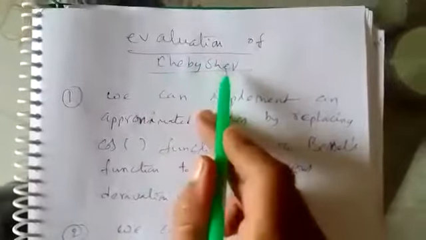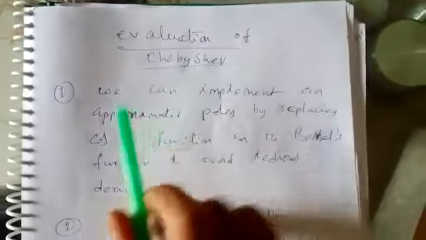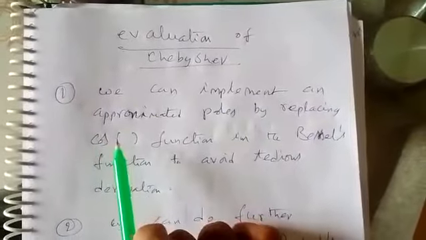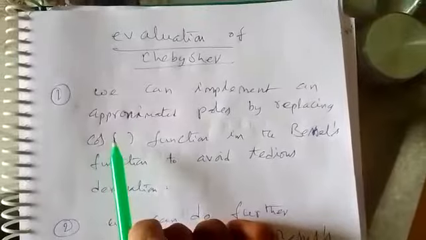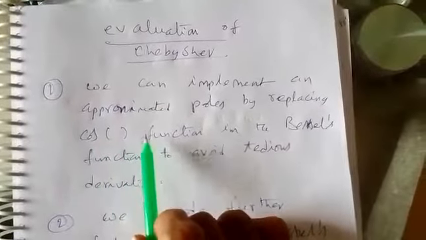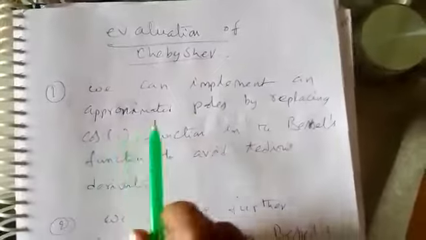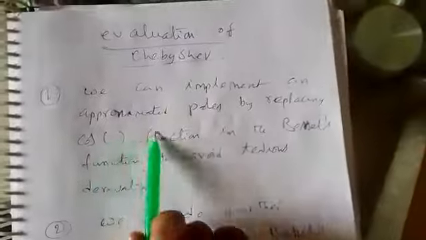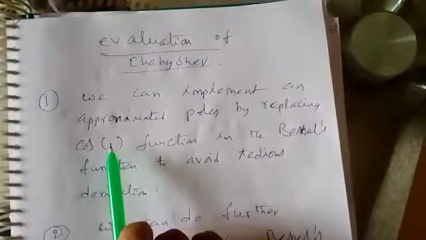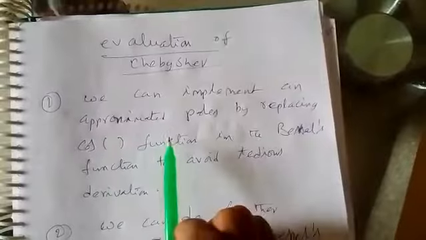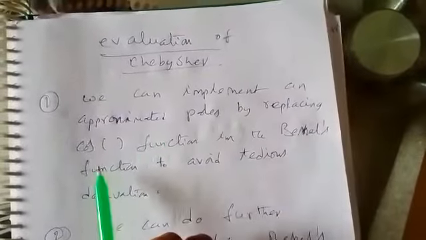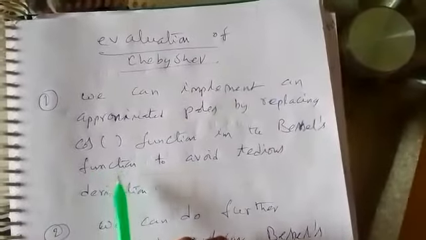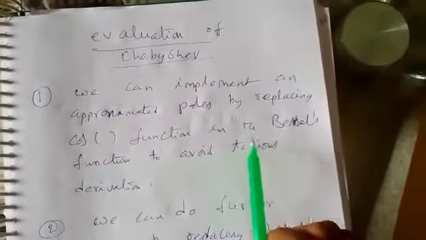Coming to the evaluation level of this Chebyshev filter concept. In the first case, we can implement the poles by replacing the cos function, because we have already seen that in the Bessel function, cos of capital N cos inverse of x is implemented. But here we can replace this and calculate the number of poles using cos of x or sin of x. We know cos of x is 1 minus x square by factorial 2 plus x power 4 by factorial 4, the even functions. Similarly, sine is x plus x cube by factorial 3, the odd functions.